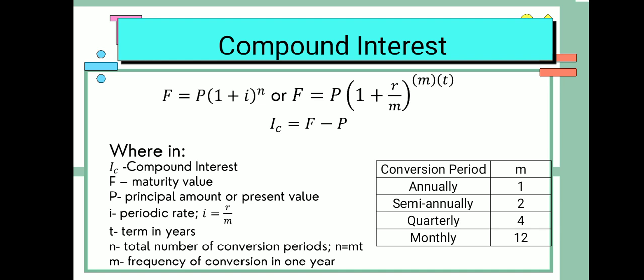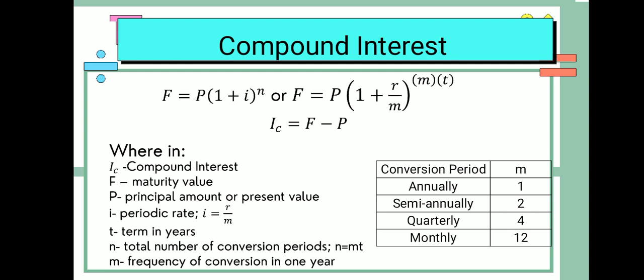So here's our formula for compound interest. We have F is equal to P, quantity 1 plus i raised to the power of n, or F is equal to P, quantity 1 plus r over m raised to the power of m times t. And then for computing the compound interest, it is equal to F, or the maturity value, minus the principal amount.